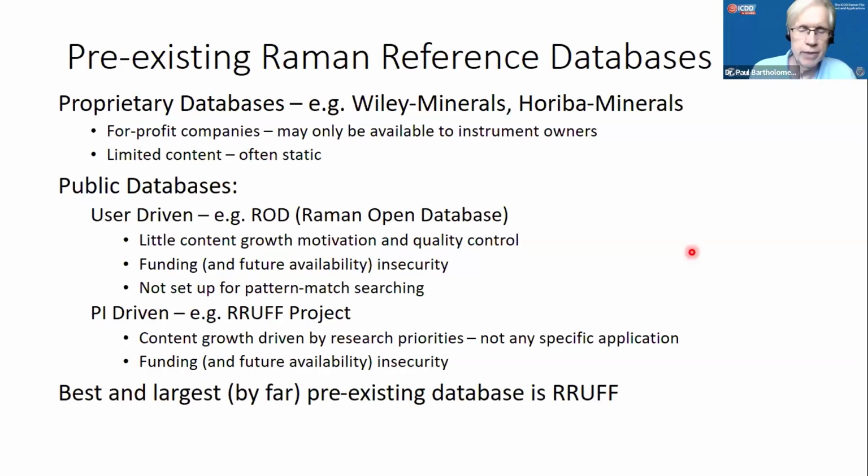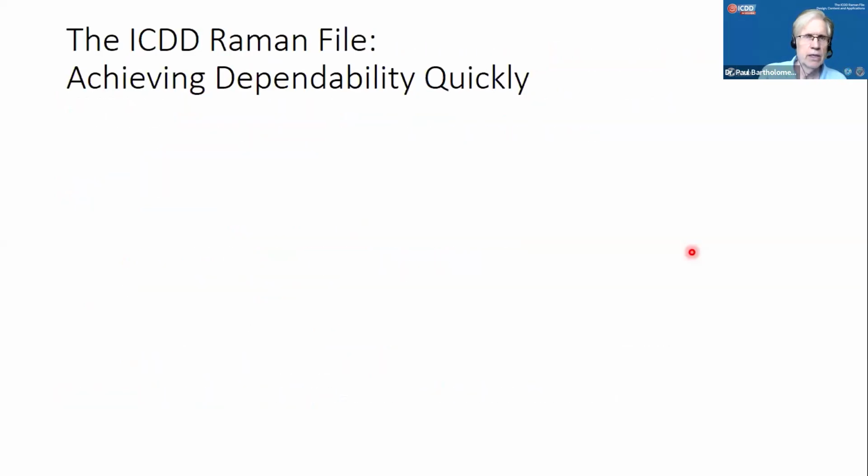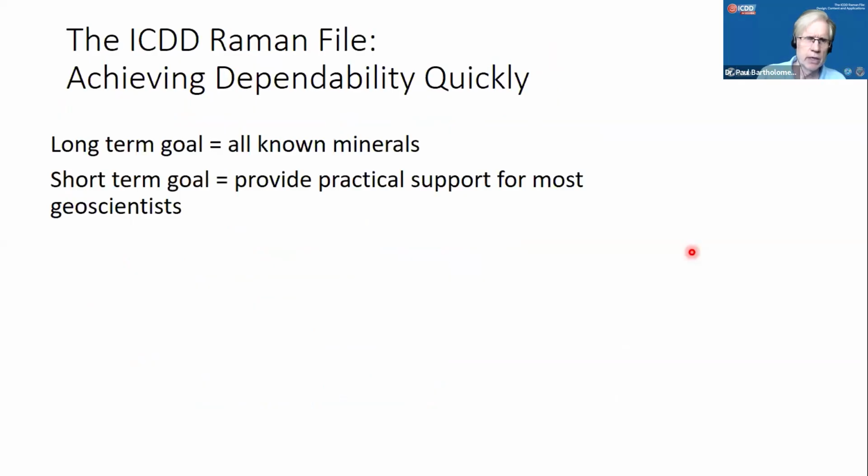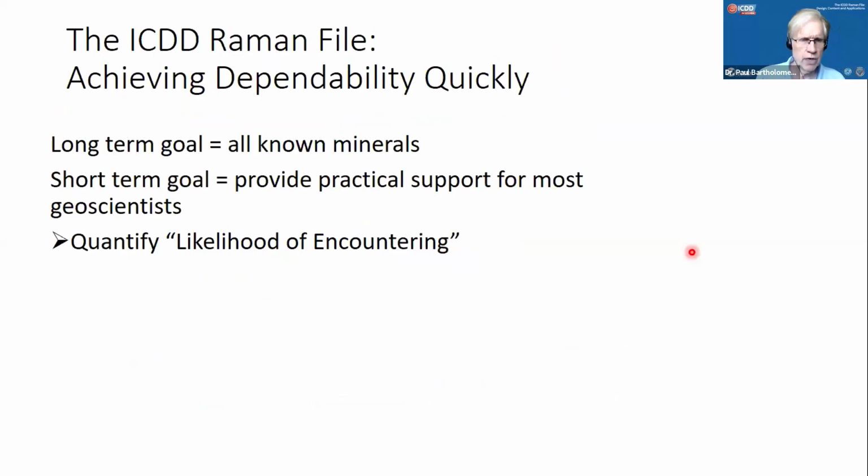And that's important because we have been able to use data from RRUFF as part of getting the ICDD Raman file started. So the ICDD Raman file, again, one of our first challenges: can we achieve dependability quickly? Of course, yes, our long-term goal is to get some Raman spectra for all known minerals and even collect as new minerals are described. But in a short time, can we provide real practical support for a large percentage of geoscientists? My approach to this was to quantify a concept I call likelihood of encountering.